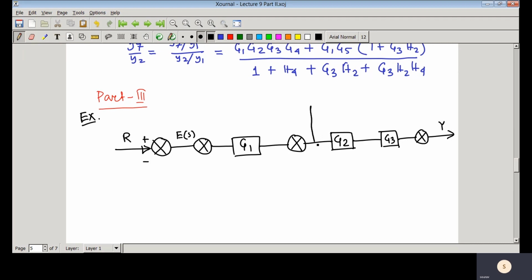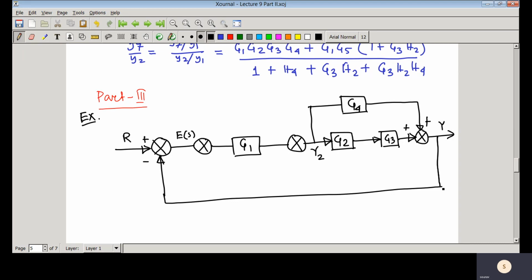And here you have one variable, that is Y2. So this is the feed forward path, G4. Here you have the summer. This is plus, this is also plus, and then we'll close this loop. Here you have the feedback path, and here you have another feedback path, that is H2.